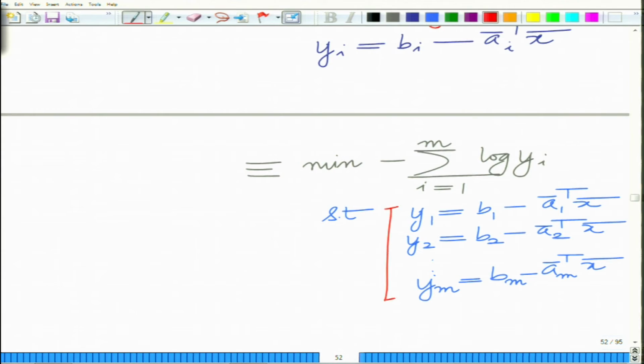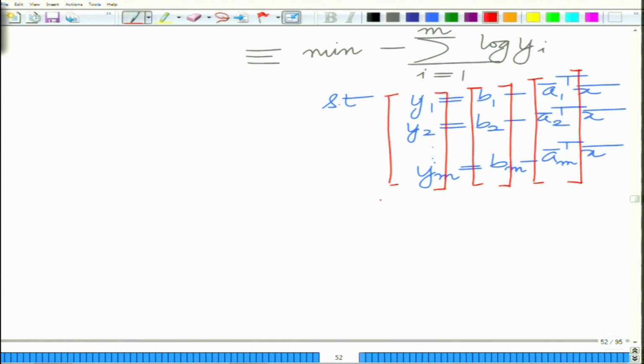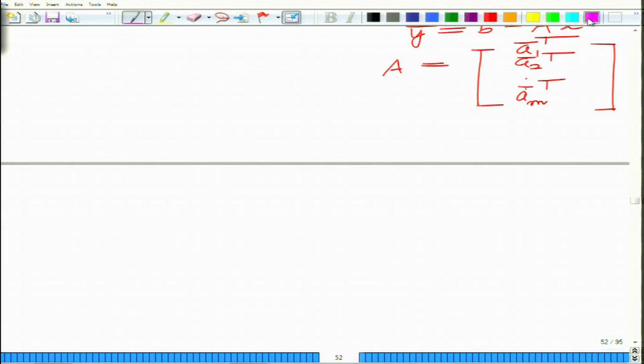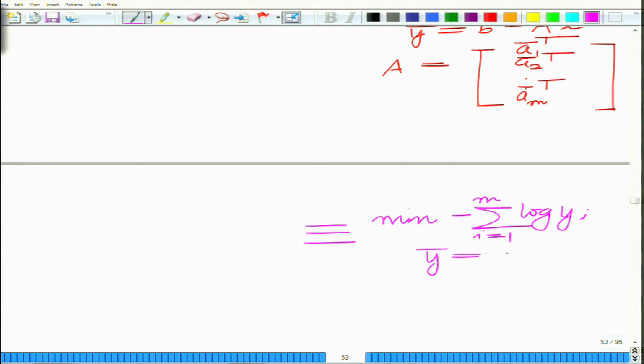And in fact, you can stack these things as a vector. Once you stack these as a vector, you can write this as y bar equals b bar minus matrix A times x bar. What is A? A is the matrix with rows a_1 bar transpose, a_2 bar transpose, up to a_m bar transpose. So basically I can write this equivalently as minimize minus summation i equals 1 to m of log y_i, subject to the constraint y bar equals b bar minus A x bar.